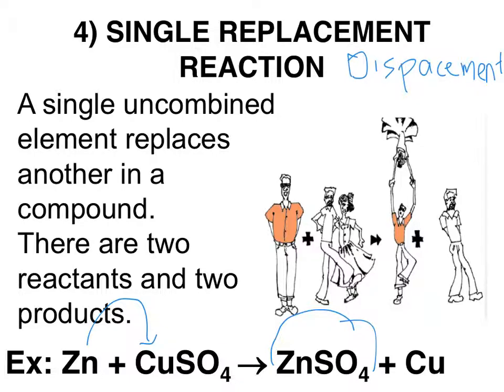The generic way of writing this equation would be A plus BC yields B plus AC.